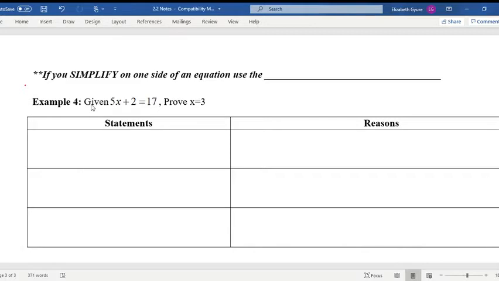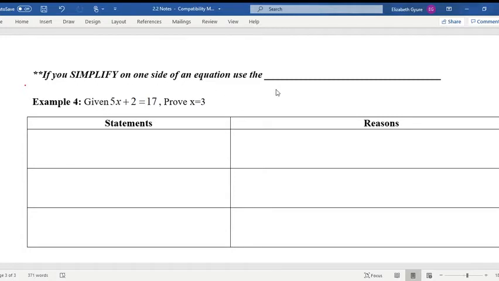You can see that we are given an equation. We want to prove that it equals x. Now that does not mean take 3 and plug it in. That means we're given a starting point. We need to then work with this equation to show and justify that x equals 3 is the answer. And we're going to justify using the properties of equality we just learned.